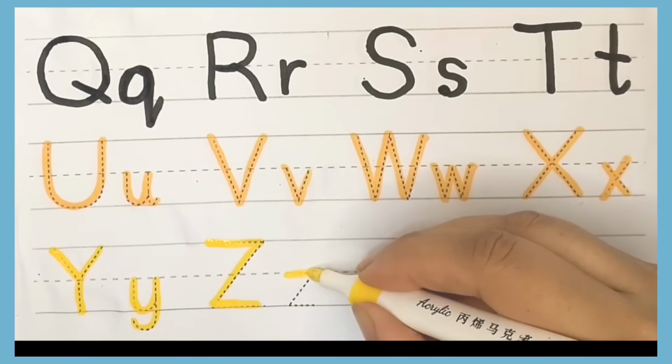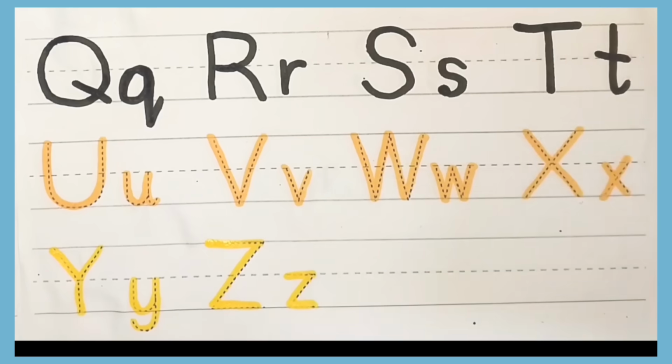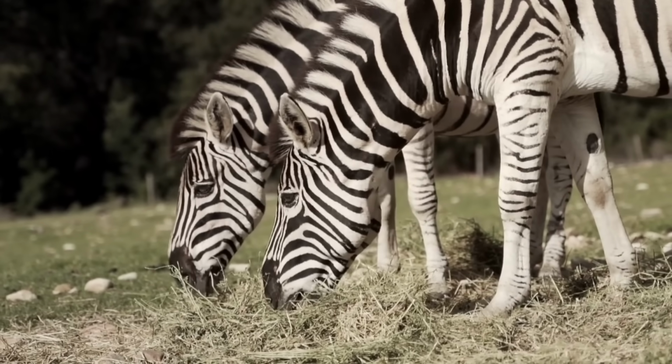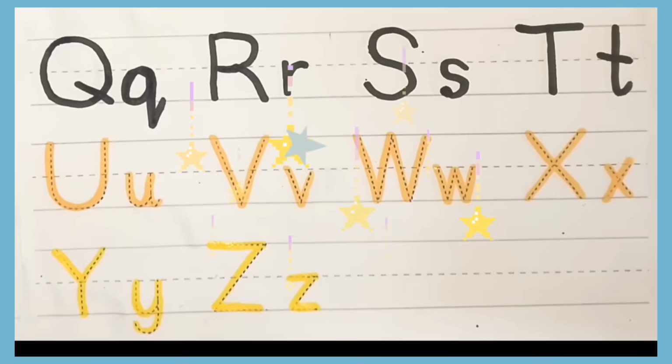Capital Z, small z. Z for zebra. A zebra has black and white stripes. It runs very fast.